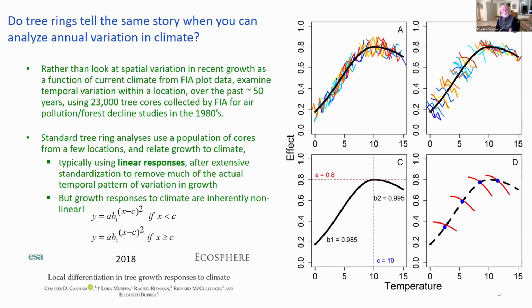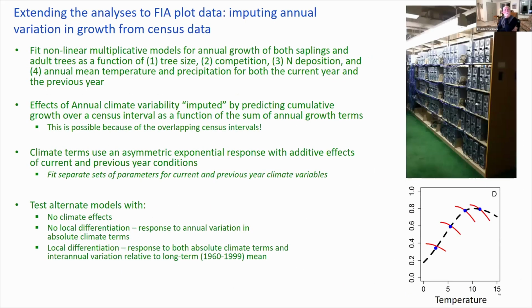And so basically the model we're trying to fit is characterized in panel D, where the dashed black line is what you'd expect when temperature is at the long-term mean at an individual location. But within that core at that location, interannual variation would be reflected in the shapes of the red lines. So, there were only 14 species represented in that tree ring data set, all sampled in the Northeast, sort of Ohio up to Maine.